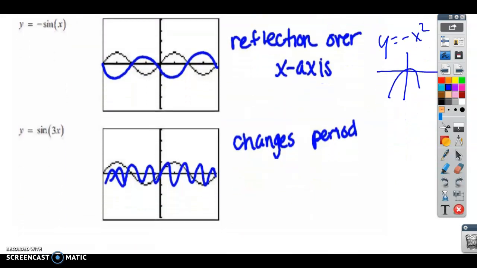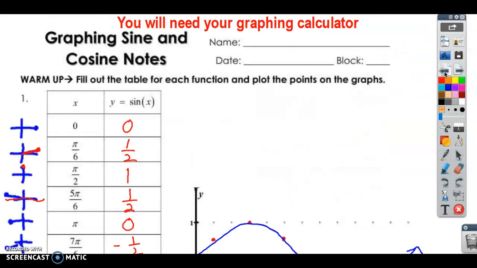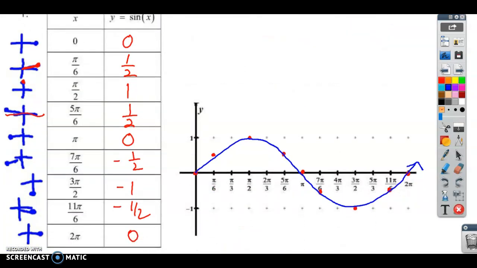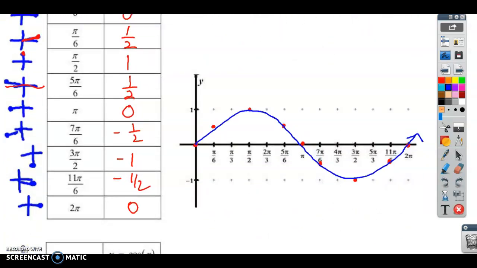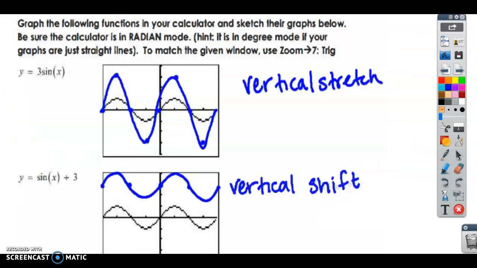And a period change, this is totally new. If we have one full period of sine, which we graphed earlier, we started at 0, went up to 1, down to -1. Let me just show you. And back to 0. Here, that's one full period of sine. This is one full period of cosine. If you throw a 3 in there, you're going to have 3 full periods in this period. So, where are my answers? Here we go.